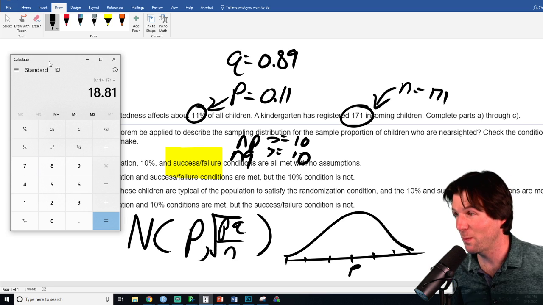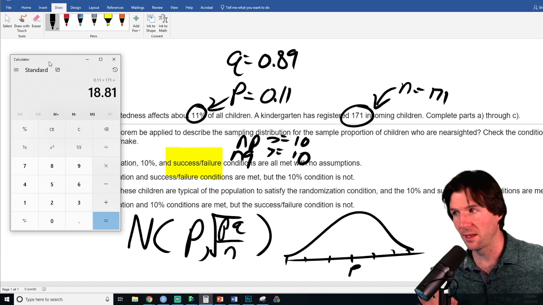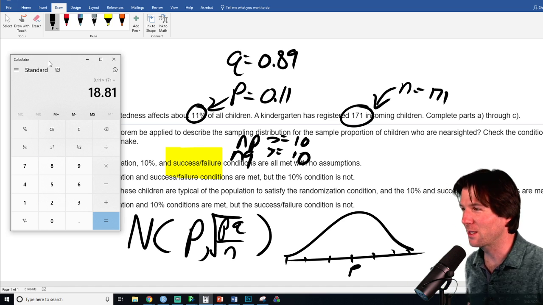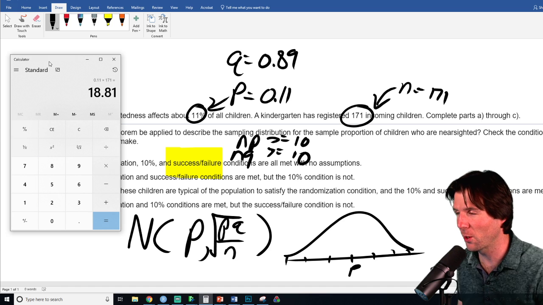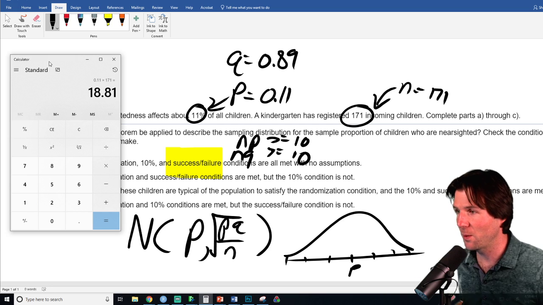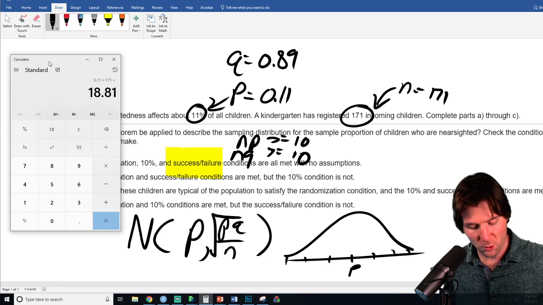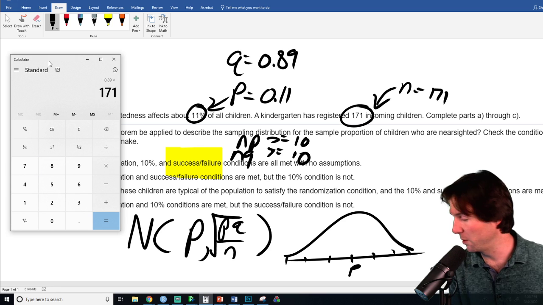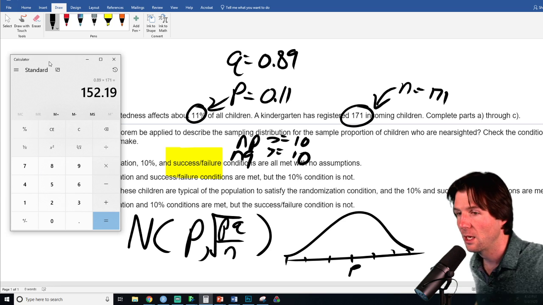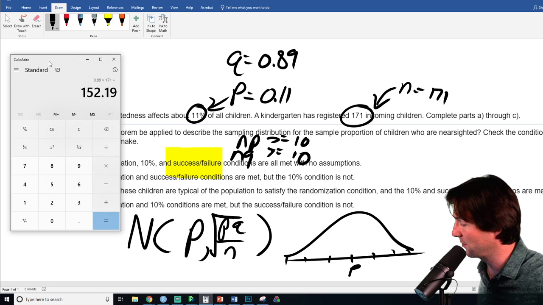This gives me, I would expect, 18.81 kindergartners to be nearsighted. Now, that's not percent. It's weird because you can't have a 0.81 kindergartner be nearsighted, but it's what we expect, and there's going to be variation around that. It's not going to exactly occur like that. And then, of course, if you times this by 0.89, you'll get the other side of it. Both those numbers would add up to the sample size of 171.